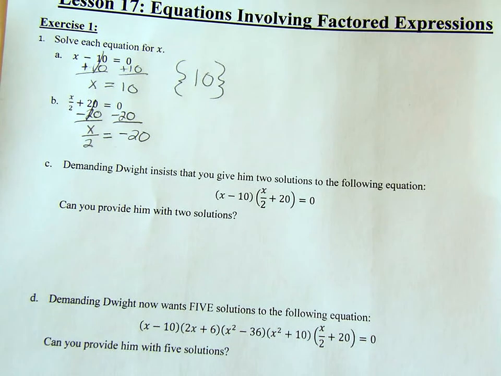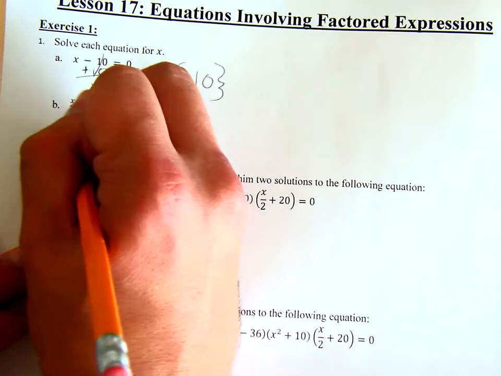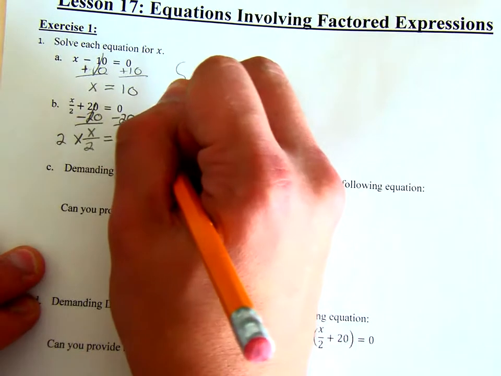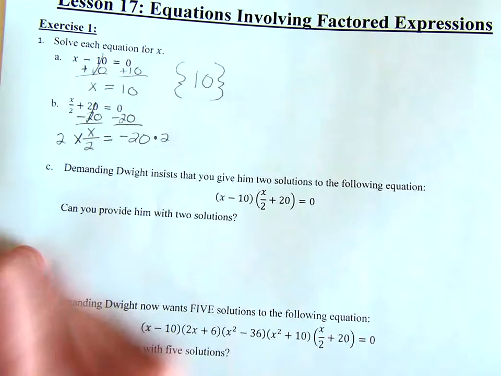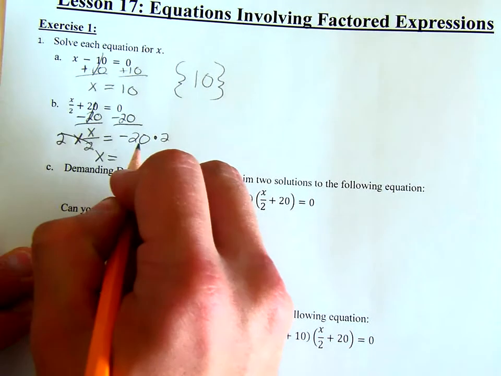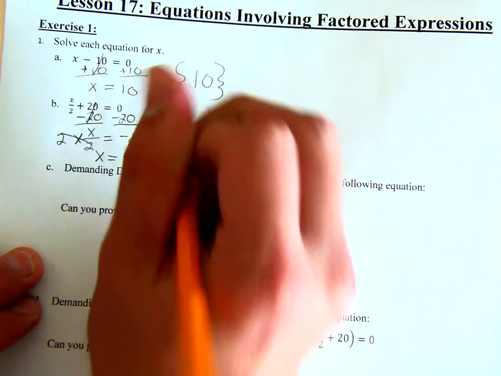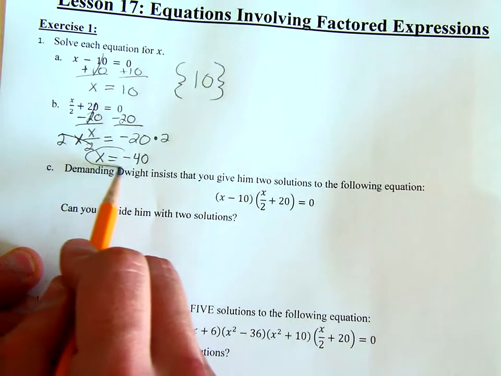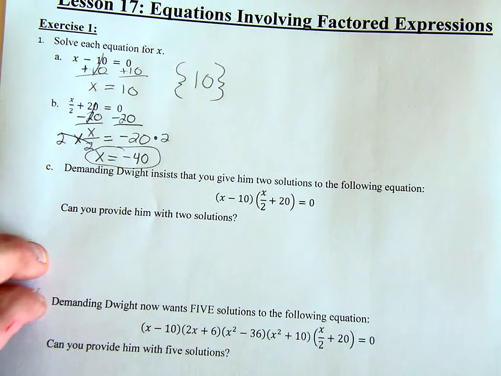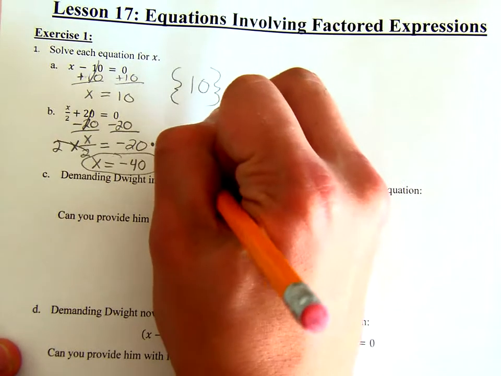So we want to get what x is. Instead of dividing by 2 on both sides, we're going to do the opposite and multiply by 2, multiply by 2. So this 2 will cancel with this 2. We'll just get x is equal to negative 20 times 2, which is negative 40. So we get that x is equal to negative 40. So then our solution set will be negative 40.